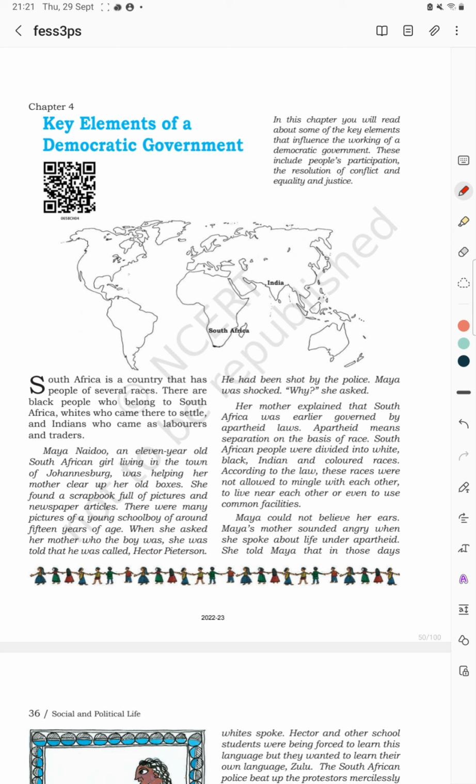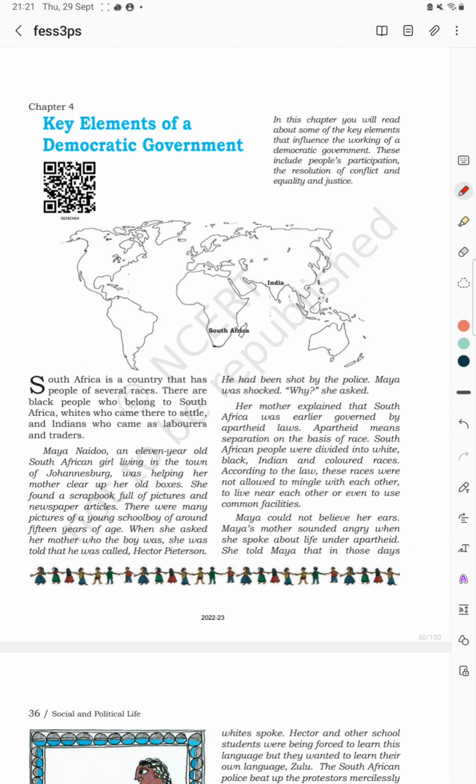So in today's lecture we'll be starting chapter 4, that is key elements of a democratic government. Basically, as the chapter's name suggests, in this lecture we will be discussing the key elements of the democratic government, which includes equality, justice, people's participation, and the resolution of conflict.